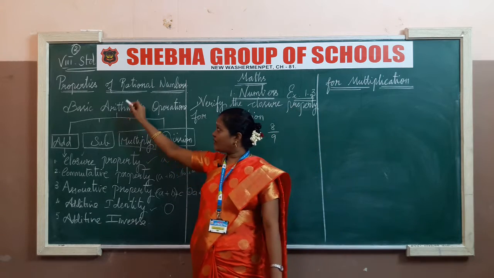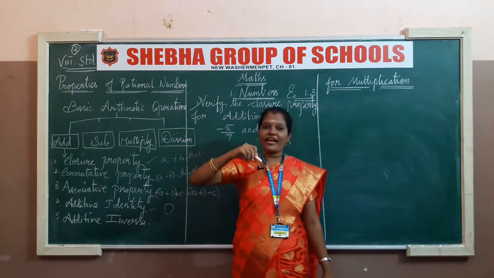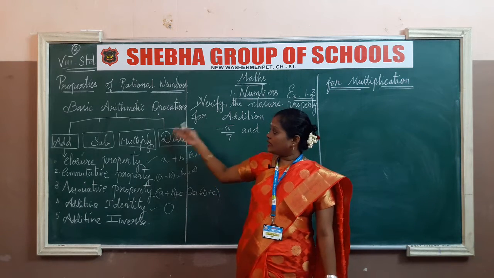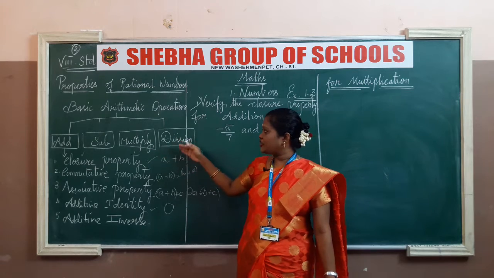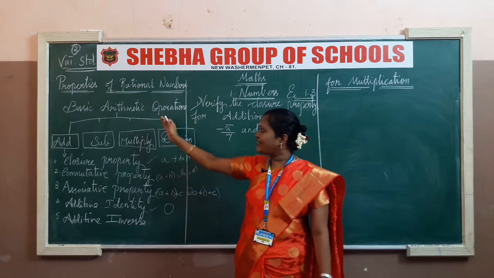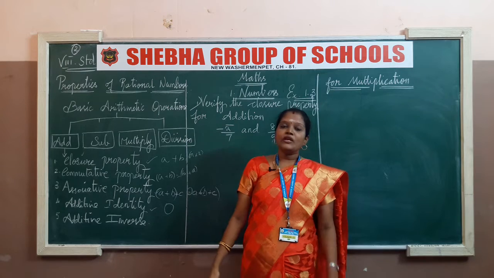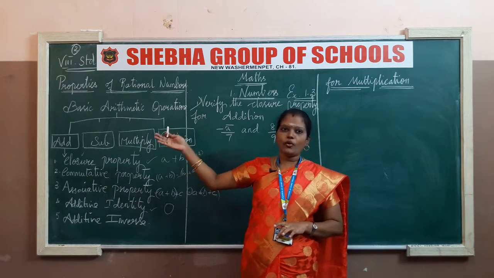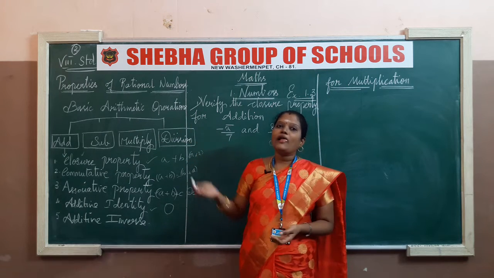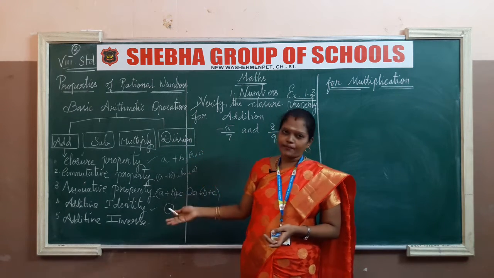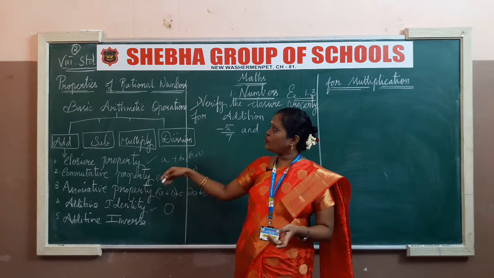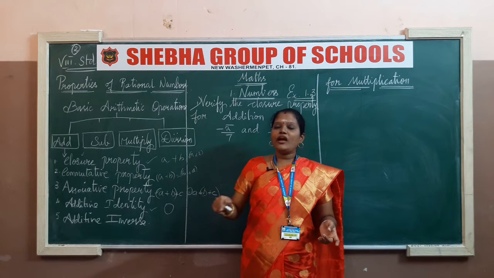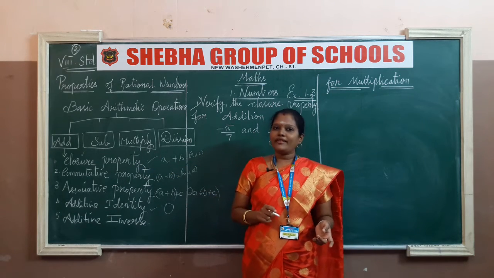So first, the properties of rational numbers. If you want to find them, we must know about the basic operations of addition, subtraction, multiplication and division. These four are called our basic arithmetic operations. So these properties we are going to use in these arithmetic operations only. We know in your lower classes you studied add, subtract, multiply and divide. Now how we are using the properties of rational numbers in these basic arithmetic operations, that we are going to discuss in this exercise 1.3.